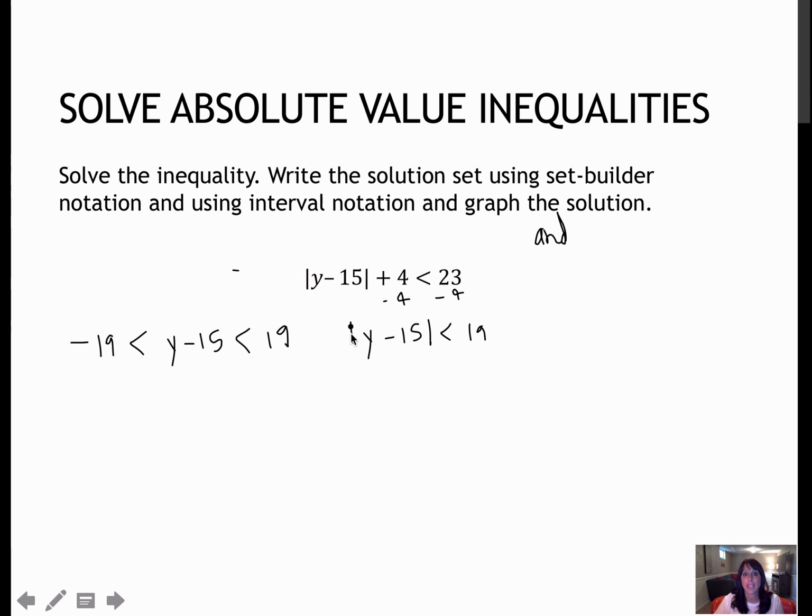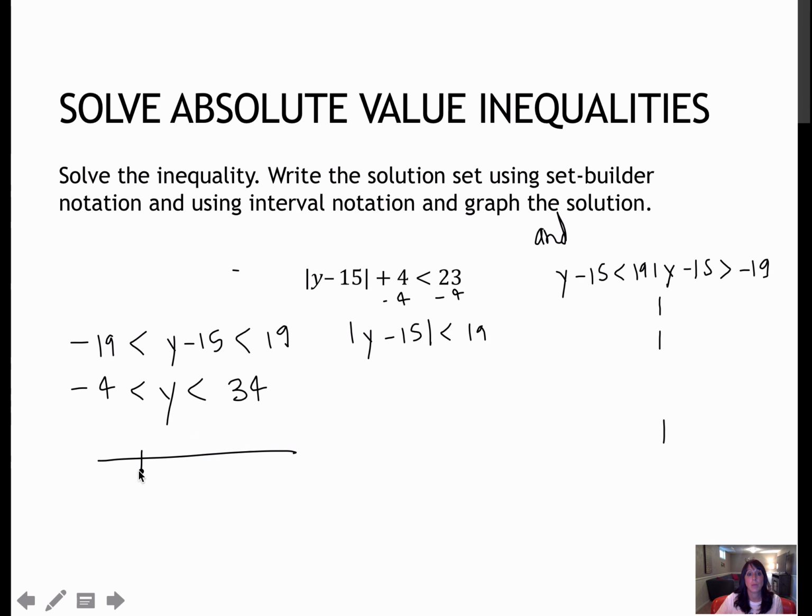Now why was I able to take it out of the absolute value? Because I wrote it basically twice. The other option, of course, would be to write that y minus 15 is less than 19 and y minus 15 is greater than negative 19, and then solve each of those. This to me is easier. I'll add 15 to all three places, which gives me negative 4 is less than y is less than 34. And then if I were to graph this, it would be between negative 4 and positive 34. And that's why I prefer this way to doing it two different times.